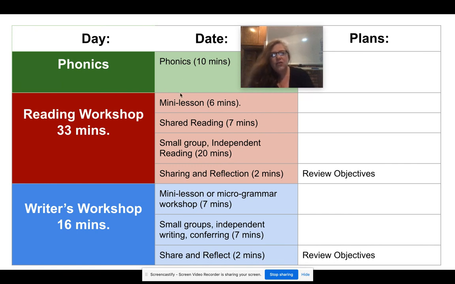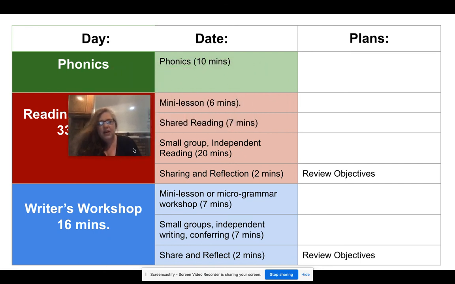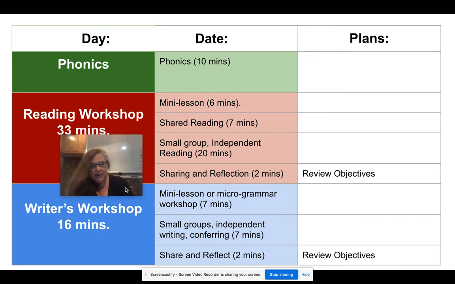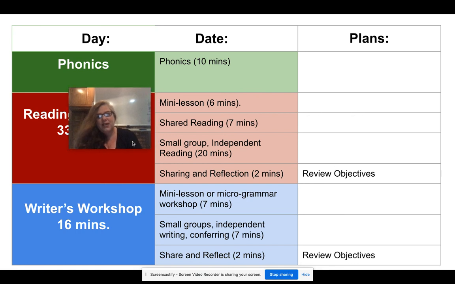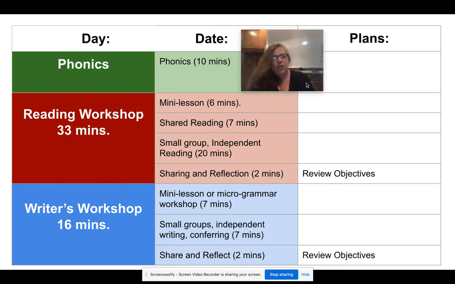But looking closer at the reader's workshop, what are you going to do for the mini lesson, shared reading? What do they suggest for the small group? And then, of course, to make it easy, I just added in for the sharing and reflection review objectives. That's what my focus would be for those 2 minutes. So you can pause the video right now and do a little bit of practice and check out the next day or next week's, and see if this would be a helpful tool for you.